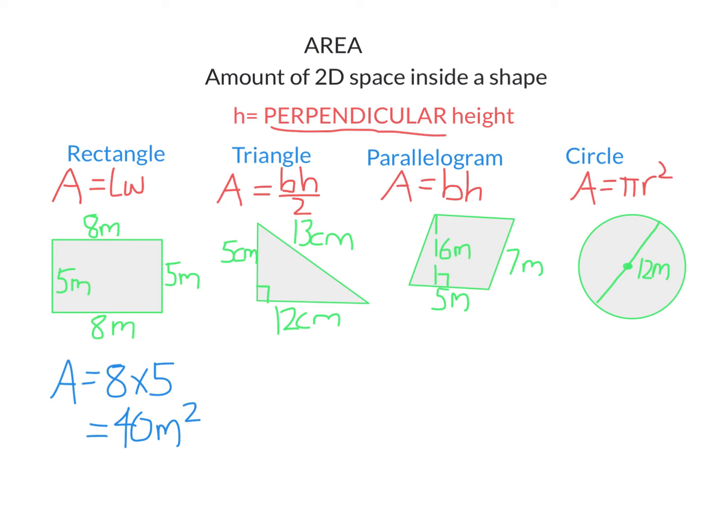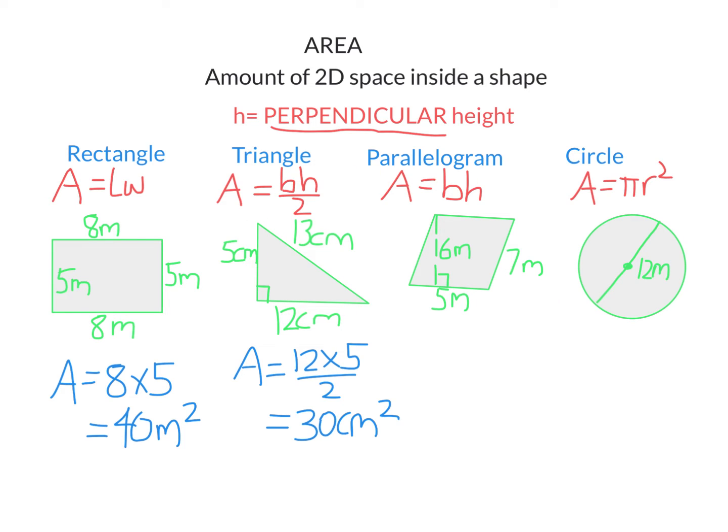A triangle is half a rectangle. That's why we divide by 2 for its area. So the area of this triangle will be base, which is 12, times perpendicular height divided by 2, and that equals 30. And again, area is always in square units. So when we're finding the area of a triangle, we don't care about the slant height. H means perpendicular height, perpendicular at 90 degrees. The base and the height here are at 90 degrees to each other.